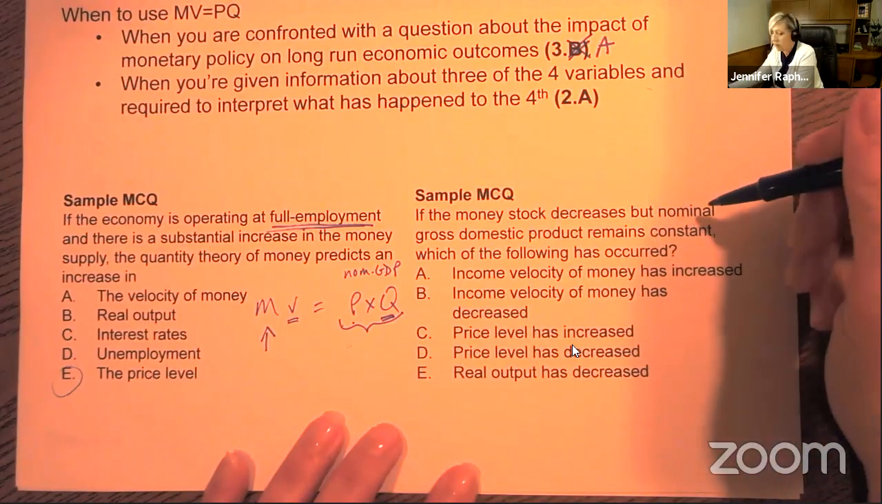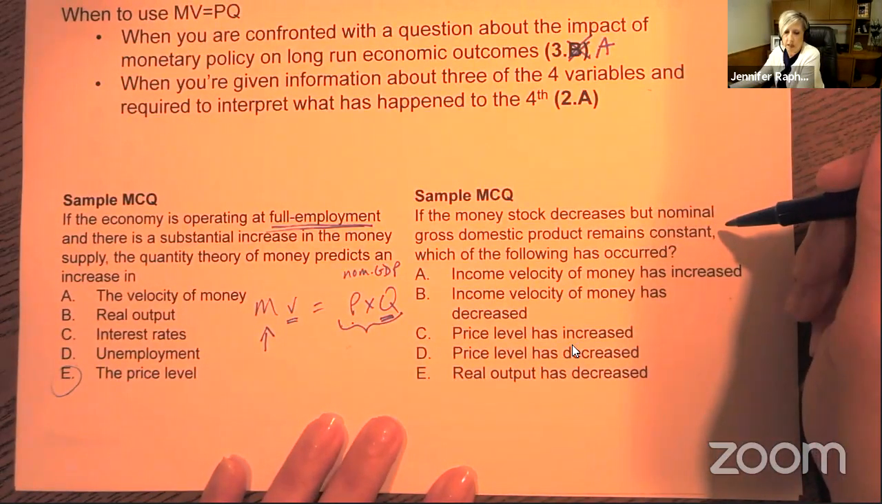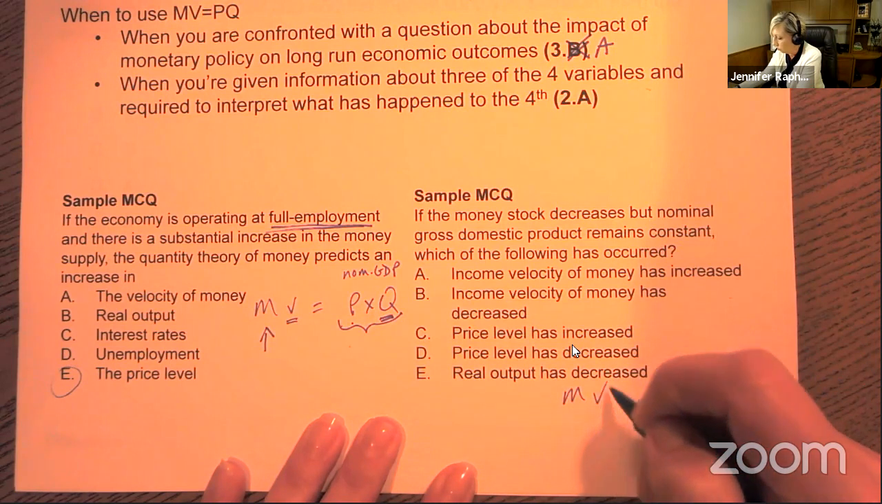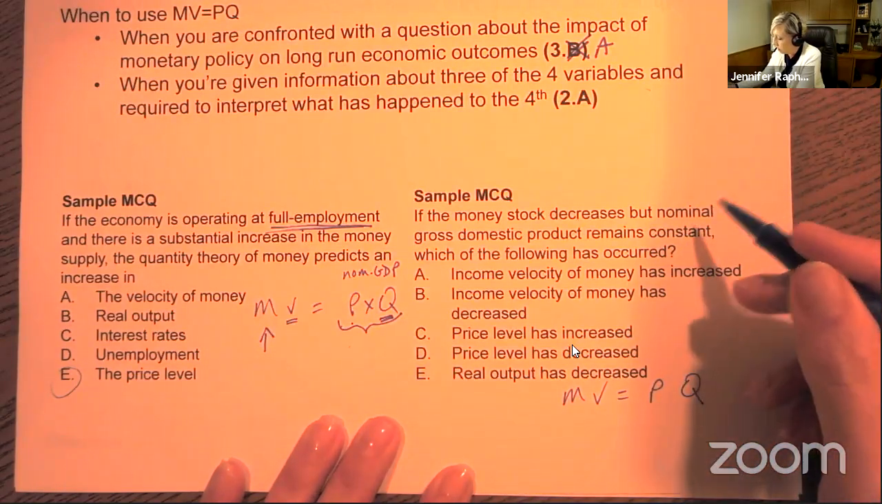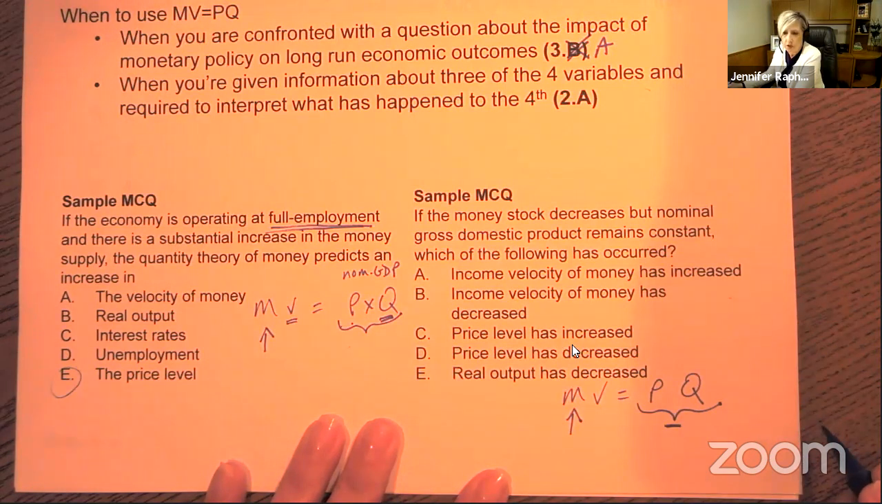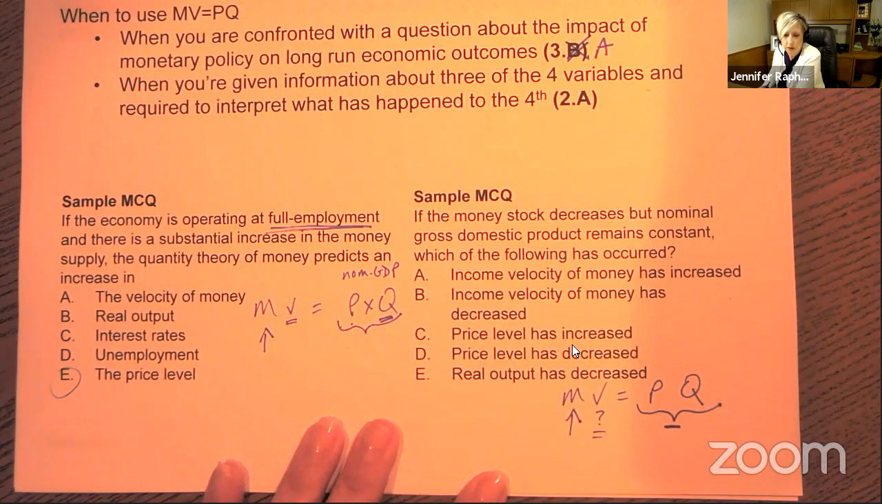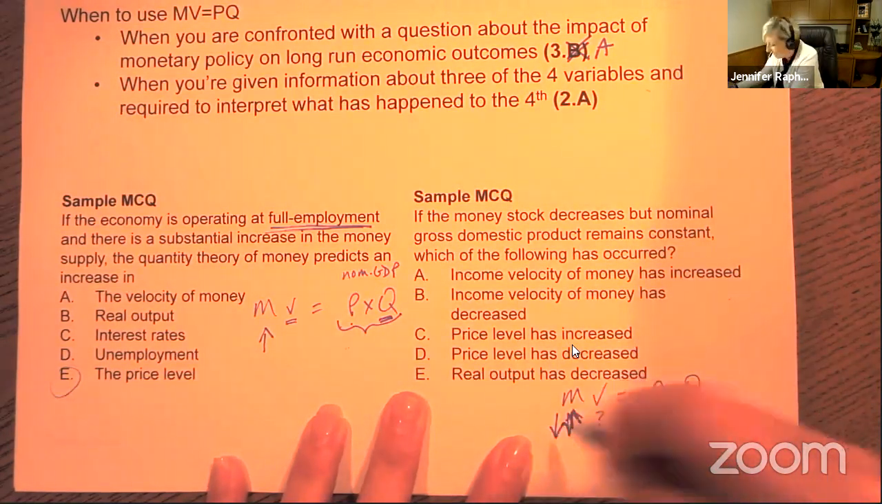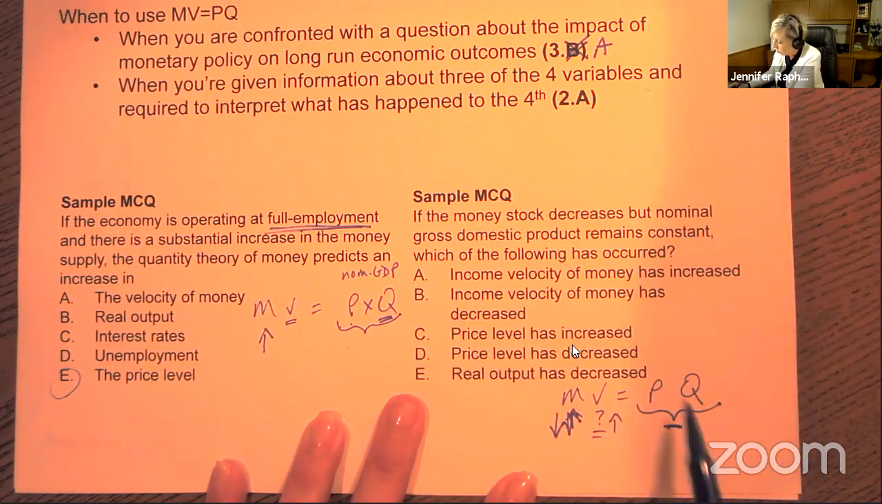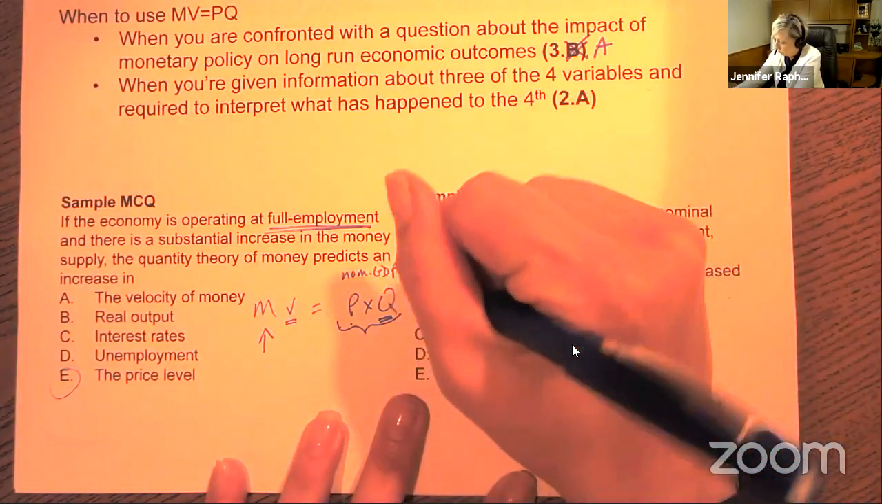All right. If the money stock increases, but nominal GDP remains constant, which of the following has occurred? Again, as soon as I see some of these words, I know I have to use MV equals PQ. If money increases, but nominal GDP remains constant, that means no change. Since these have to be equal, if this is going up and this is staying the same, what has to be happening to that variable? Well, I'm sorry, if the money stock decreases, forgive me, if the money stock decreases, and nominal GDP is staying the same, then velocity has to have increased. So use your understanding of the formula to help solve these problems. That would be the answer to our question.